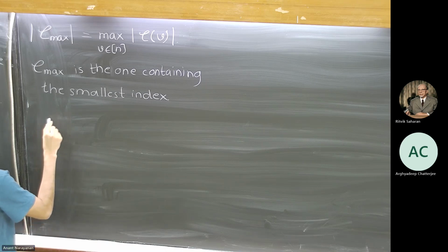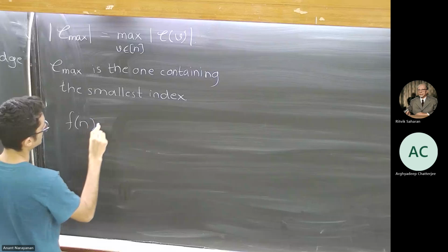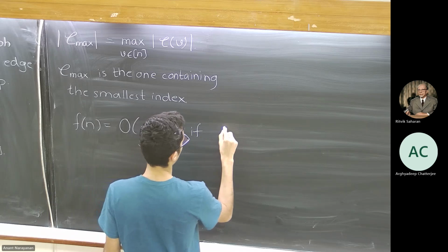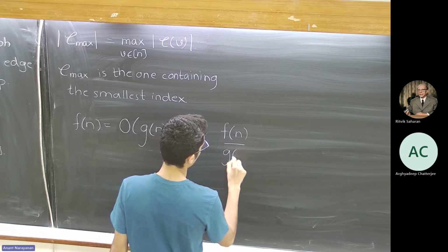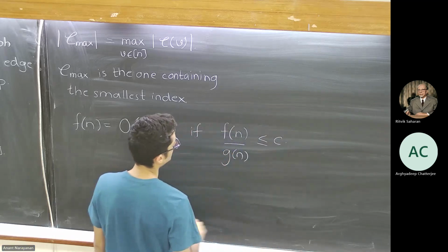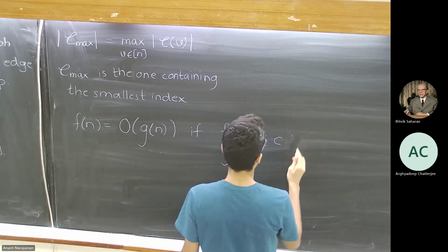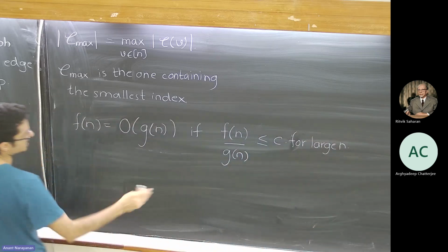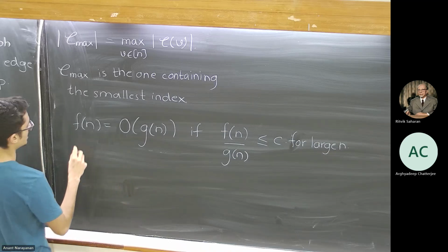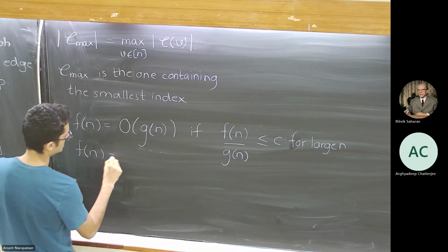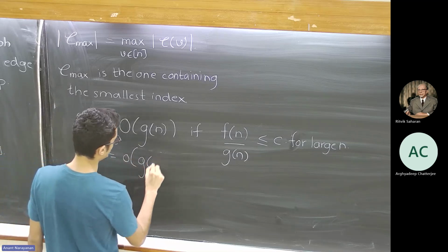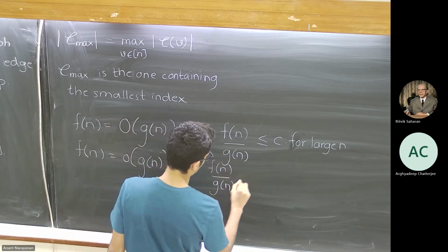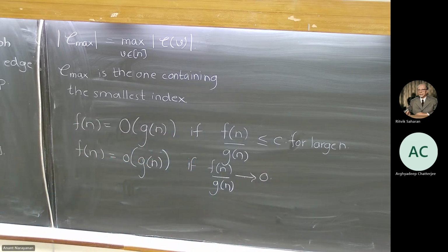The notation I'll be using: big O of g of n means it is bounded by some constant times g of n, for n larger than some constant, and this constant does not depend on n. The second notation I will use, I don't think it will be clear yet, but I'm just defining it here.